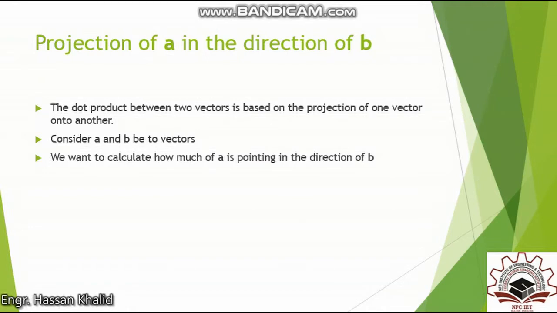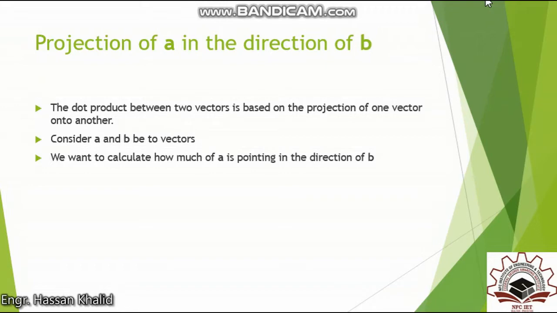Now let's discuss a case in which we need to find the projection of A in the direction of the vector B. Now what should we do for that? For this case we will use the dot product. Now let's try to find out the projection of the vector A in the direction of vector B. For this purpose we will take the help of the dot product, because the dot product between the two vectors is based on the projection of one vector onto another vector.